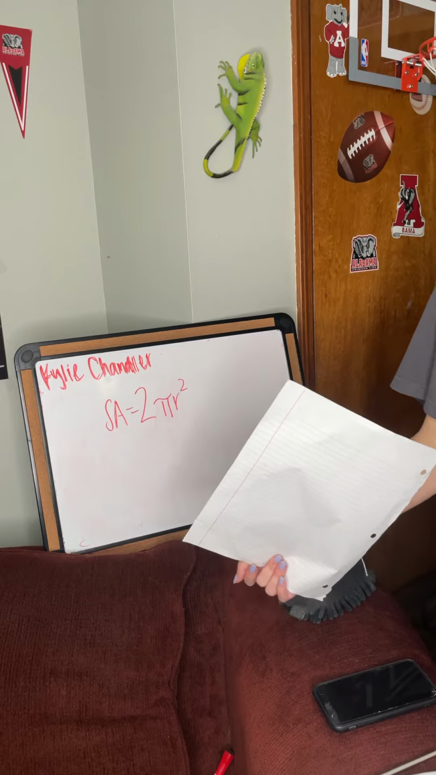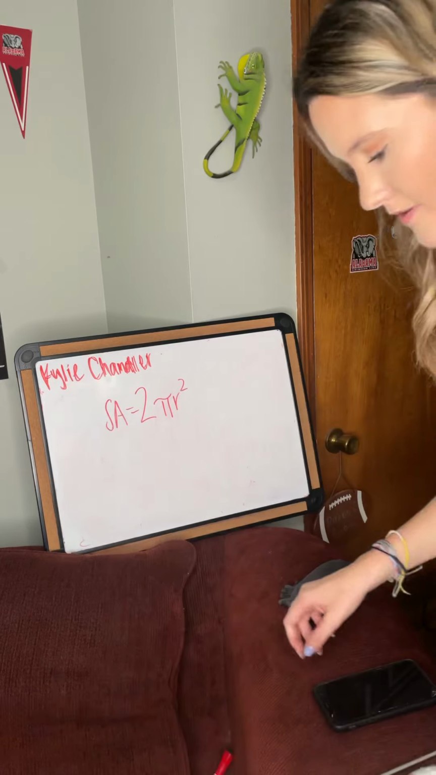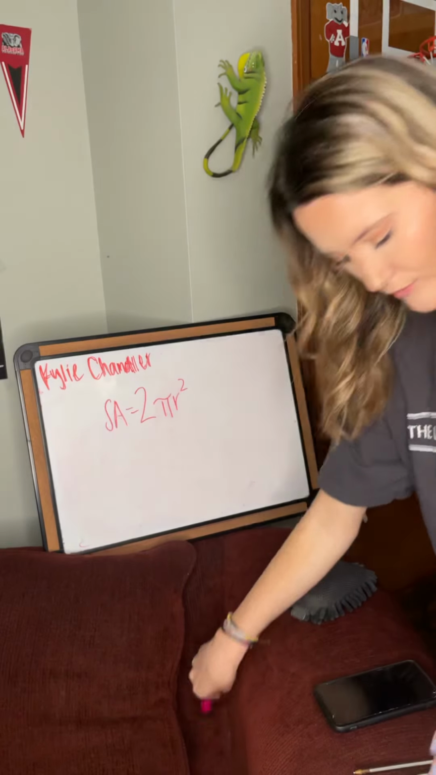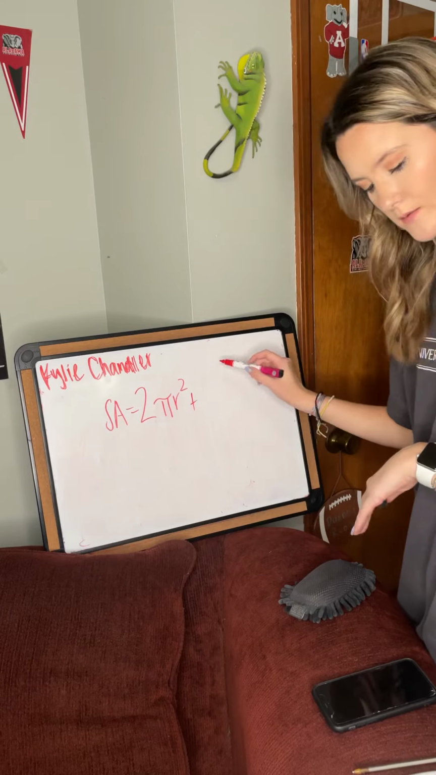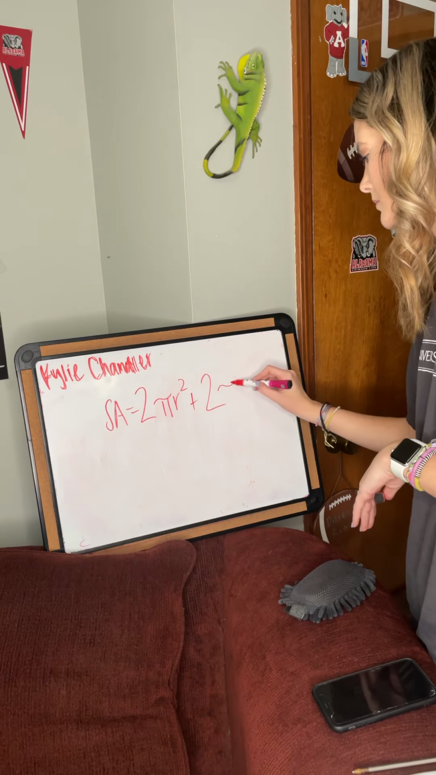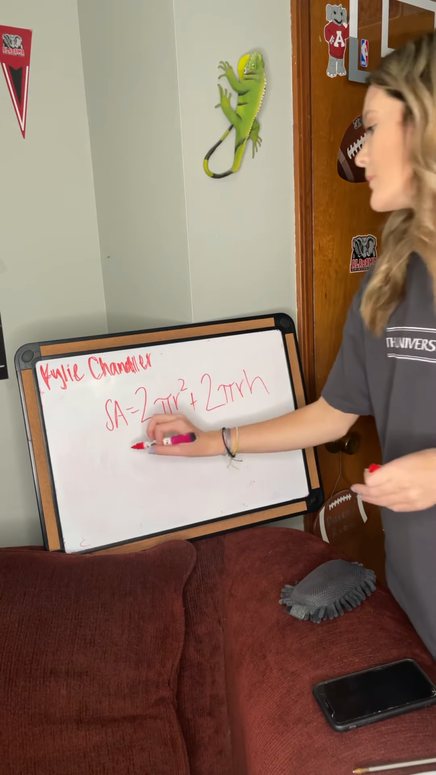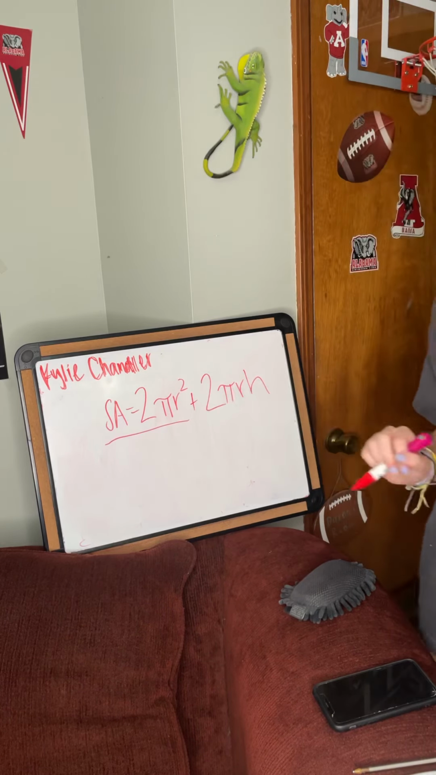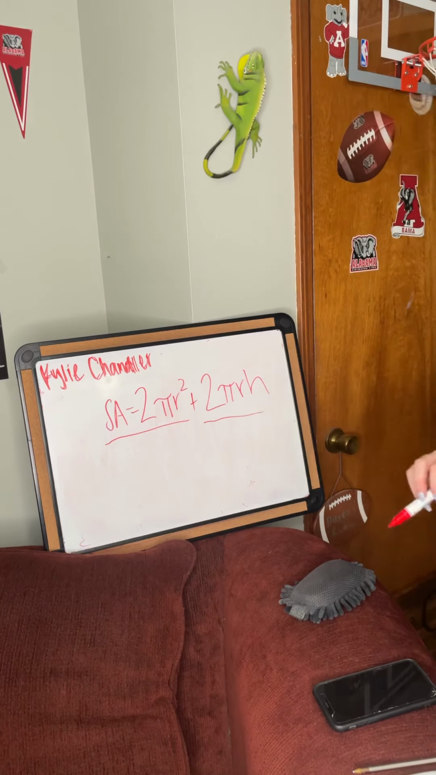So we have a rectangle, so the second half of the formula is going to be, you're gonna add them together, 2 pi r h. So we remember this half of the formula is for the circles, and this half of the formula is going to be for the rectangles.